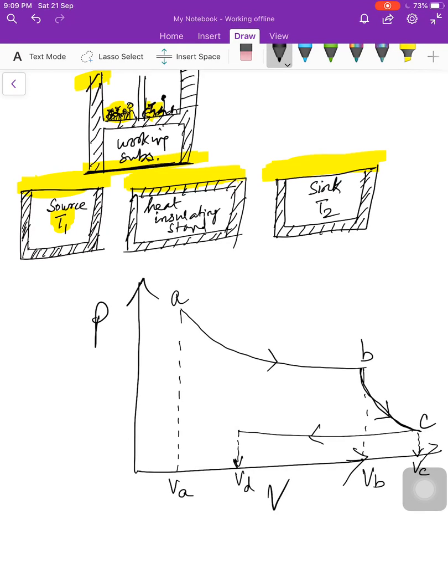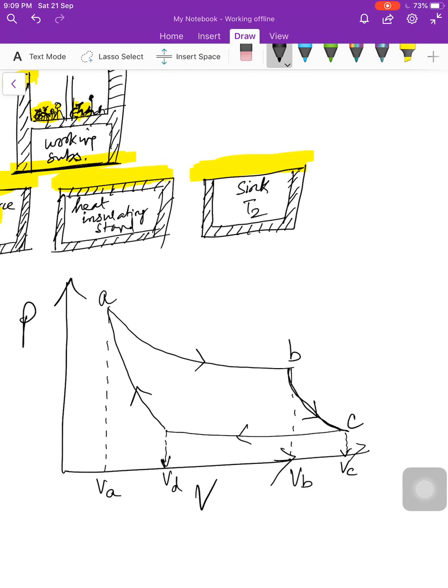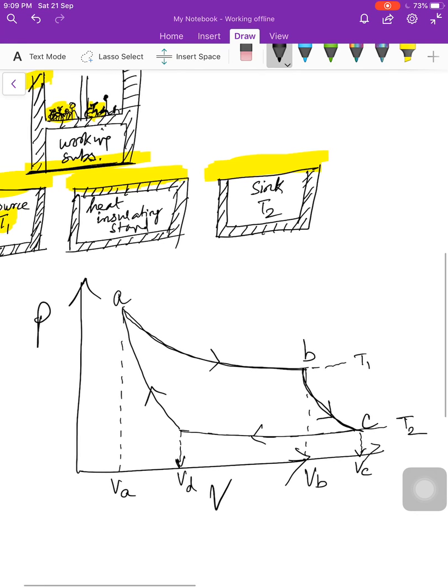And my graph will look like this. It goes back to the same point. Say this was an isotherm at temperature T1, and this isotherm is at temperature T2. T1 is the temperature of the source and T2 is the temperature of the sink.